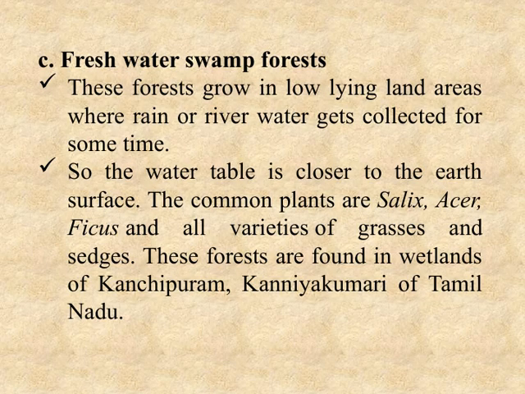Some of the common plants you'll find in these forests include Salix, Acer, and Ficus, along with various grasses and sedges. These plants are adapted to thrive in wetter conditions. It's also interesting to note that these forests are primarily found in wetlands of Tamil Nadu, particularly in places like Kanchipuram and Kanyakumari. Recognizing these ecosystems is important because they play a vital role in maintaining local biodiversity and water cycles, which ties into our overall discussion on different types of forests and their ecological significance.